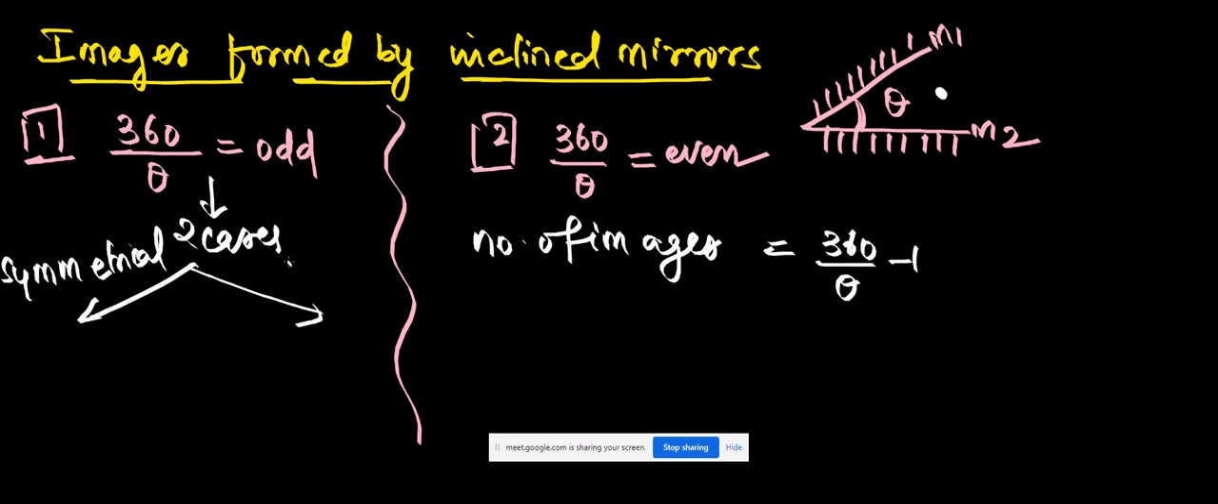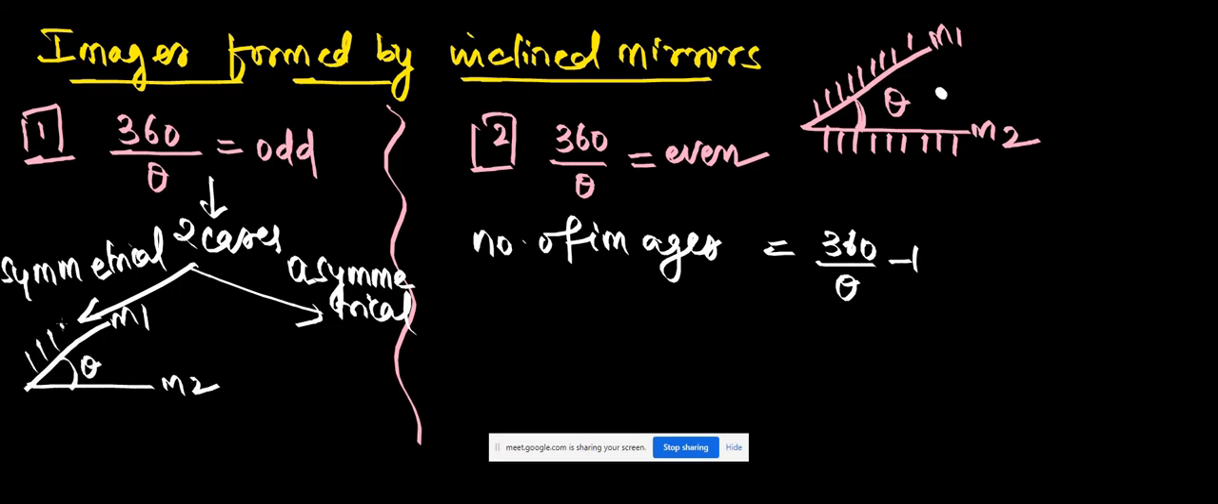Symmetrical position, asymmetrical position. Symmetrical in the sense this is mirror 1, this is mirror 2, angle between them is theta, right? Yes, ma'am. Now where do we keep the object? We keep the object between both the mirrors, in between mirrors.